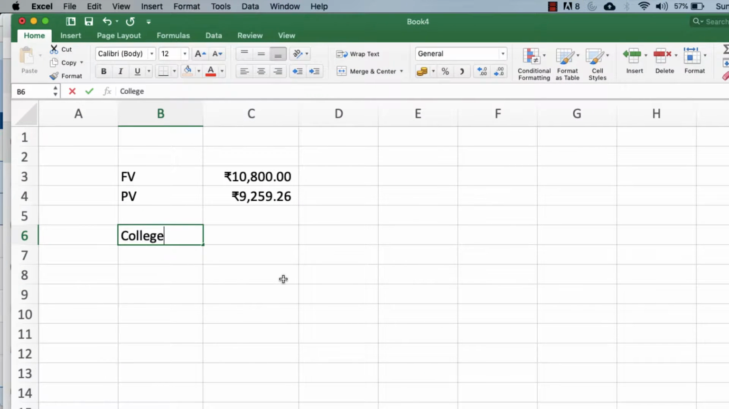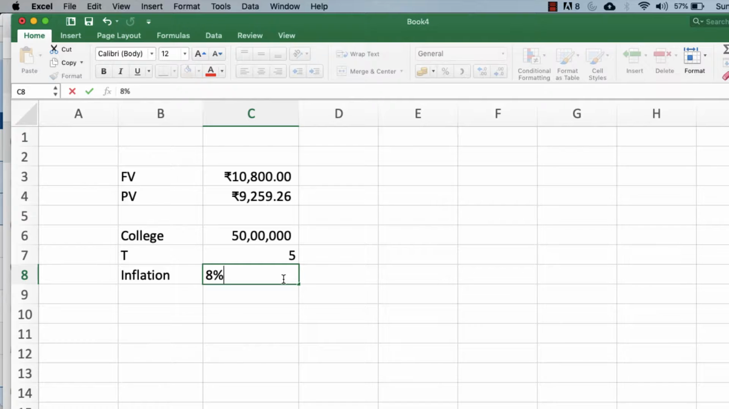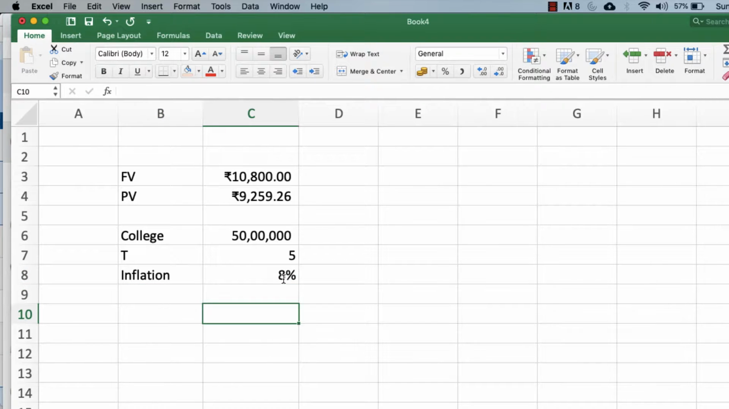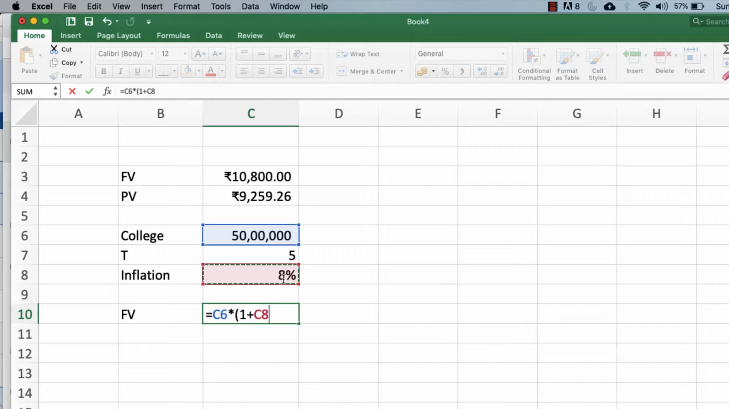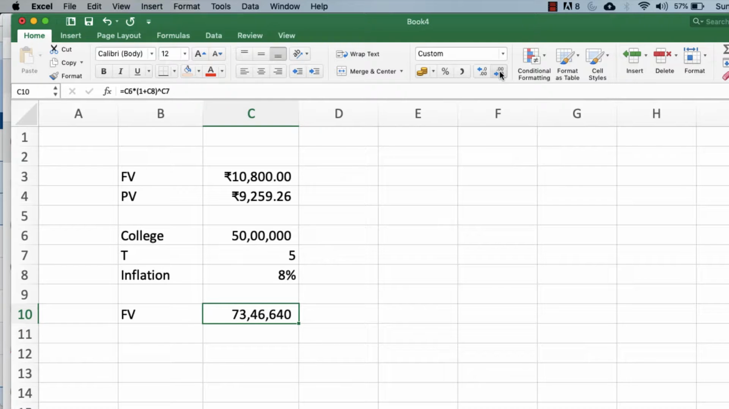Let's go back to Excel to really understand how this works. Let's say college admission fee is 50 lakh rupees, but that happens in 5 years. So I'm just noting this as 5 years. So what would be the value of money that you would need in 5 years for this college admission? So let's say the inflation rate is 8%. So the future value here would be 50 lakhs multiplied by 1 plus r raised to n, which is 5. So 50 lakhs times 1 plus 8% raised to 5. So today's 50 lakhs will convert into 73.46 lakhs in 5 years.